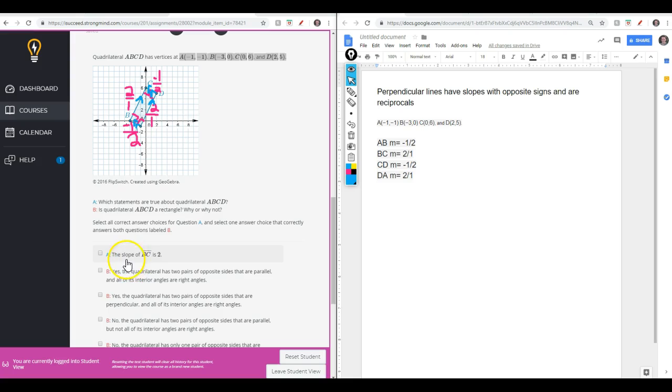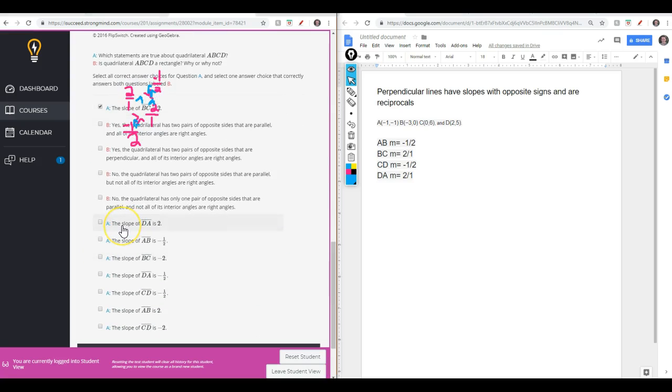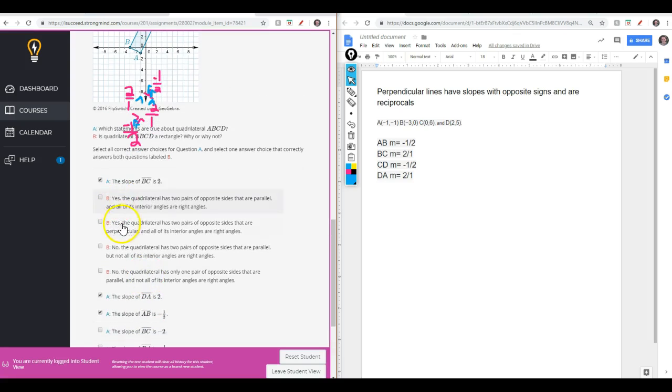So now I'm just going to be going through and answering for question A. The slope of segment BC is 2. Yes. Slope of DA is 2. Yes. The slope of AB is -1/2. Yes. And the slope of, I'm looking for CD, is -1/2. Okay, so now I'm looking for a yes option. The quadrilateral has two pairs of opposite sides that are parallel, and all of its interior angles are right angles. Yes, that is correct.